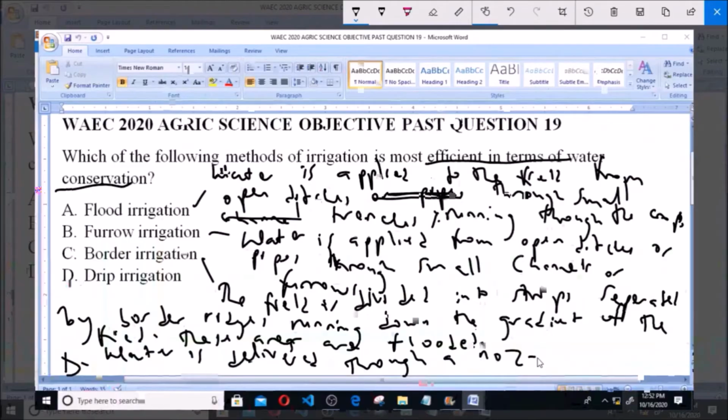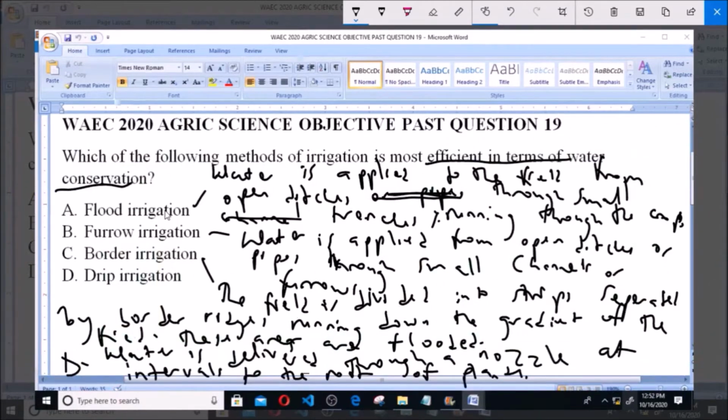So if you observe, options A, B, and C involve use of much water, so they involve one way of flooding or the other. However, in drip irrigation, the water is delivered through nozzles, like small pipes, at various intervals directly to the roots of the plant. So excess water is not usually left running over in drip irrigation. So it is the most efficient in terms of water conservation. So option D, drip irrigation, is the correct answer to this question.